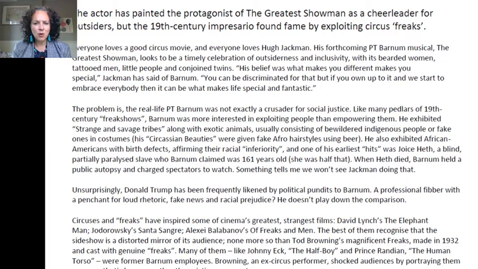It says here, one of his earliest hits was Joyce Heth. She was a blind, partially paralysed slave who Barnum claimed was 161 years old. She was actually half that. Now, do you think a blind, partially paralysed slave woman would have any choice? It sounds quite exploitative, doesn't it?